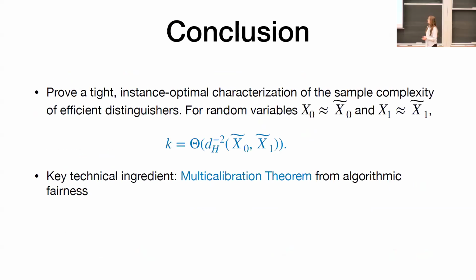So to conclude the talk, we proved a tight instance-optimal characterization of the sample complexity of efficient distinguishers. If we want to distinguish x0 and x1, we can efficiently construct x0 tilde and x1 tilde such that the sample complexity of distinguishing between the two is given by the inverse Hellinger distance squared of the related variables. So this is a computational to statistical setting. The key technical ingredient was the multi-calibration theorem from algorithmic fairness.